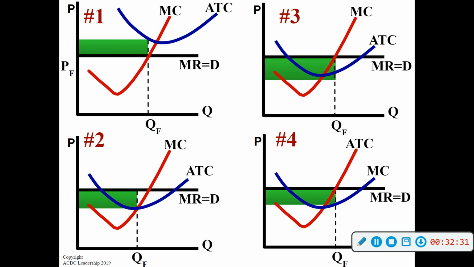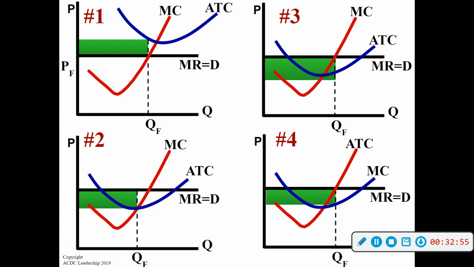MR equals MC is below the ATC, so the firm is taking a loss because their cost is greater than their revenue. Number 2 is wrong because they didn't extend this far enough. And so there's MR equals MC. They're showing their point back here, which is an actual point, we'll talk about what it is later on, but it should have been here instead of here. So it's too far to the left.